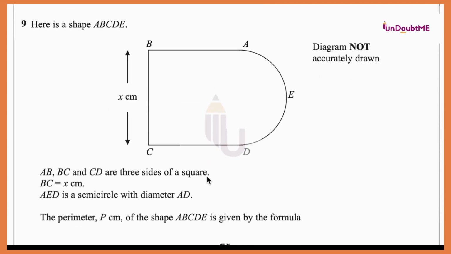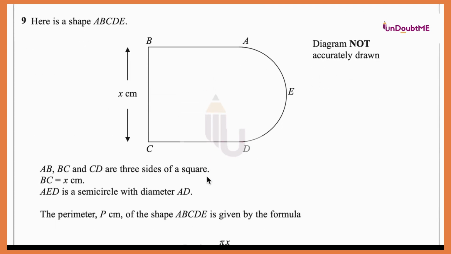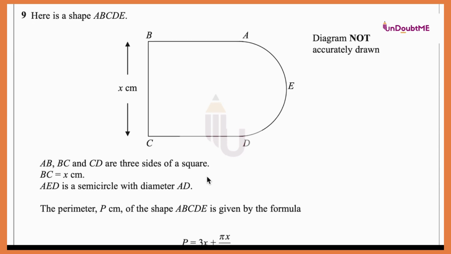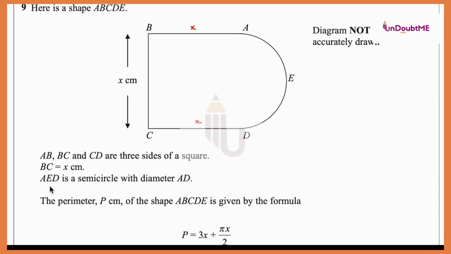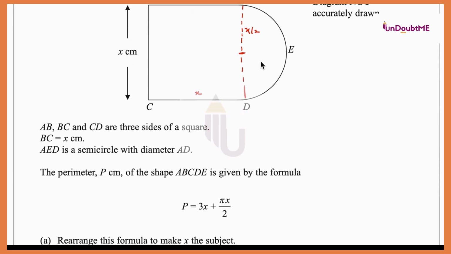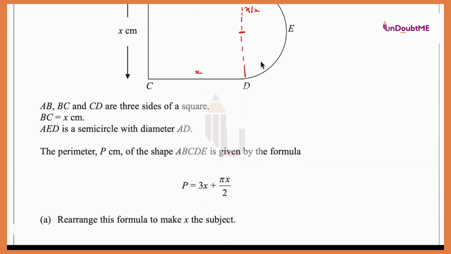Next question. Here is a shape A, B, C, D, E. AB, BC, CD are three sides of a square, so they all will be x. BC is x, as seen in the diagram also. AED is a semicircle. The diameter of the semicircle is x, so the radius is x by 2. The perimeter of the shape is given by the formula.